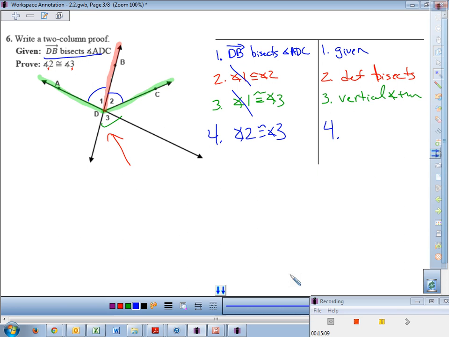And I'm going to pick on somebody. How come that I can cross those out and write the leftovers congruent to each other? Chance. What's that called?